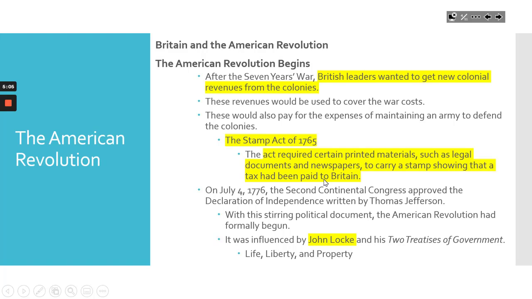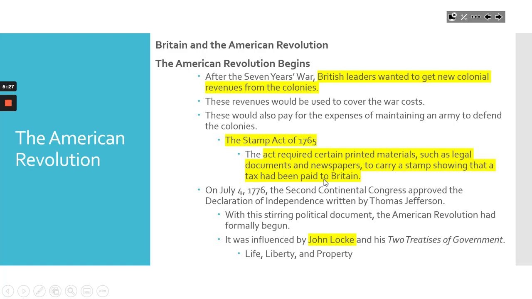Okay, when this political document was out in the public and it was sent to Britain and the crown, they're like, no, this is not going to work. Okay, and that's how the American Revolution got started. But what caused it was these taxes, because they needed to help fund their army, Britain's army.